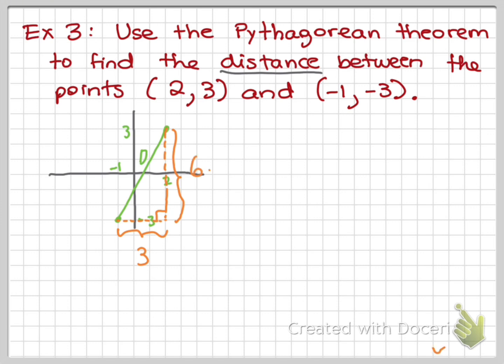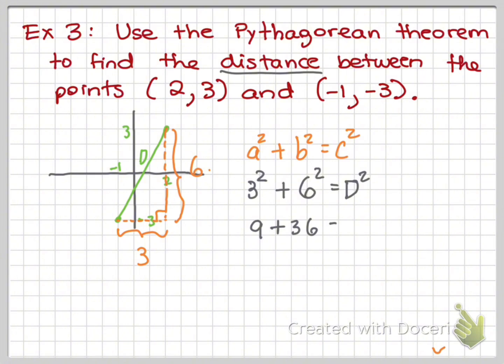And so when I use the formula a squared plus b squared equals c squared, then I have to just substitute. So 3 is going to be my a, 6 is going to be the b, and c is the distance I need to find. That's 9 plus 36, which is 45. And we have to find the square root of that. So d equals the square root of 45.